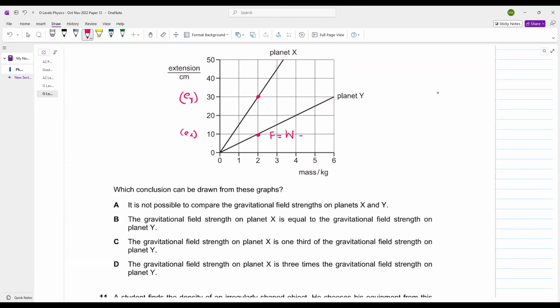Weight, equal. It is possible that the weight on planet Y is equal to mass into one third of the gravitational field strength. Planet X extension also depends on force. The weight on planet X is equal to mass into gravitational field strength, 3 times the gravitational field strength of planet Y.